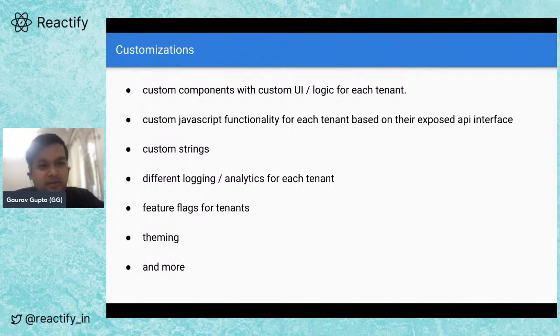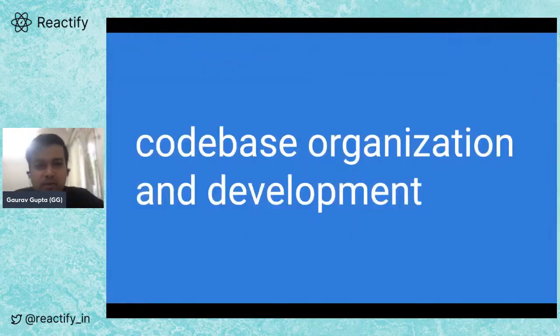Similarly, a very common use case is to just customize UI strings, whatever is shown on the UI. Another requirement that we have seen in the wild is that every tenant wants to integrate some kind of logging or analytics which is specific to them. Then feature flags for sure you are going to have, because feature flags are the core of how you enable or disable certain functionalities or customizations for the tenant. Each tenant might require some kind of theming capabilities and more. So these are some general customizations that you can expect based on who controls the feature development of the application more, the tenant or you.